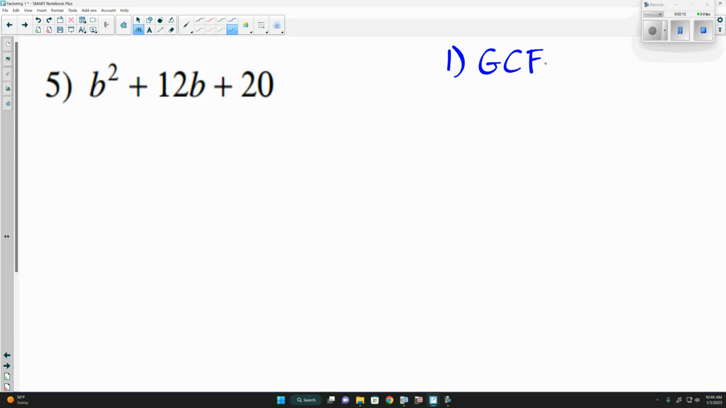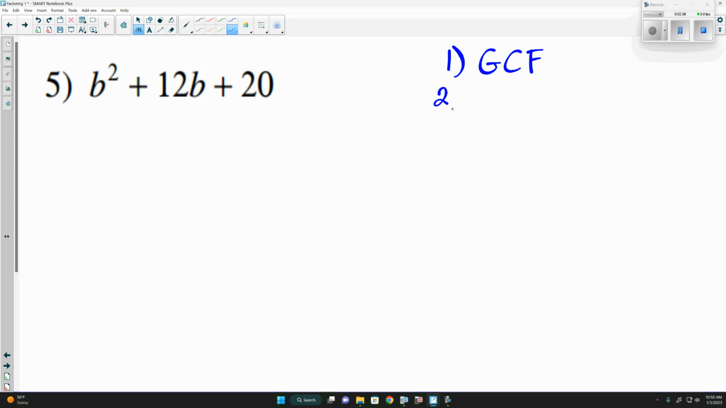If we look at this problem here, is there a greatest common factor, a number or variable that will go into all three terms, or that all three terms have in common? 4 is a factor of 12 and 20, but b squared does not have one. Since the number in front of b squared is 1, we don't have a greatest common factor with a number, and since all three terms don't have the same variable, there isn't one for this one here.